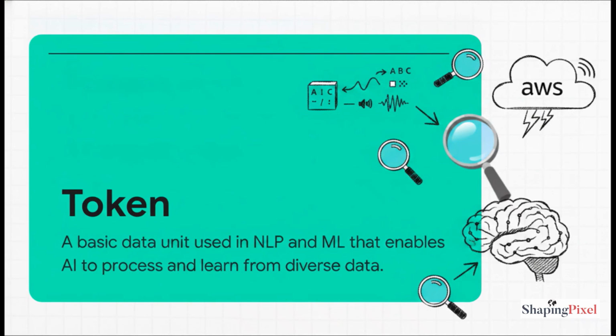Basically, a token is how AI physically breaks down and processes diverse data formats. Think of it like this. If you're feeding text to a model, the tokens represent words, characters, or even punctuation. For an image, tokens represent segments or pixels. And for audio, there are sound snippets. This basic data unit is literally what enables AI to process, interpret, and learn from totally different data types.